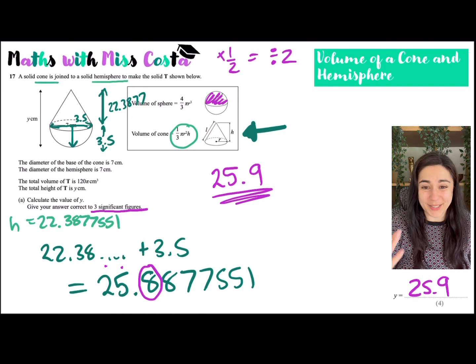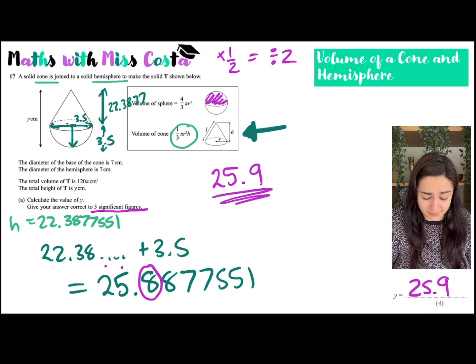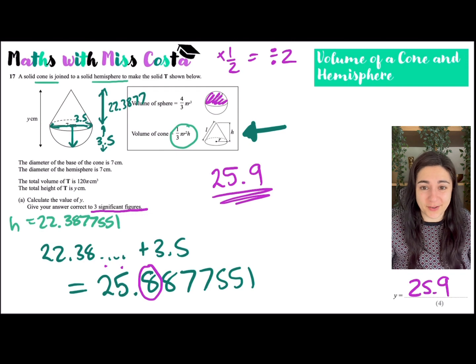Okay, so 25.9 is the value of y. So it looks like a complicated question, and loads of people just skip it because they're like, oh, it's just a confusing shape. But all you have to do is use the formula that has been given to you, manipulate it a little bit, find the missing value and do something with it. Honestly, the more you practice these, the easier they will become.